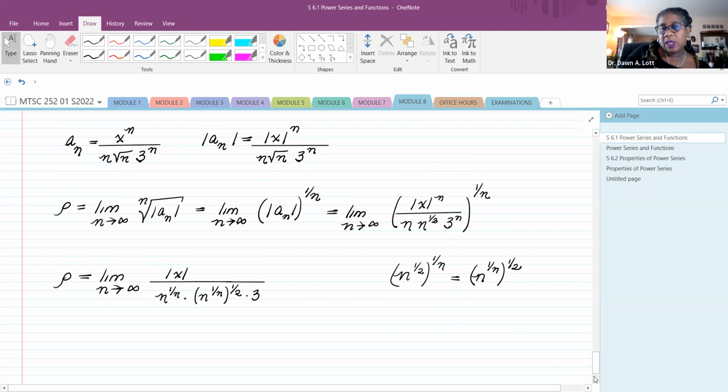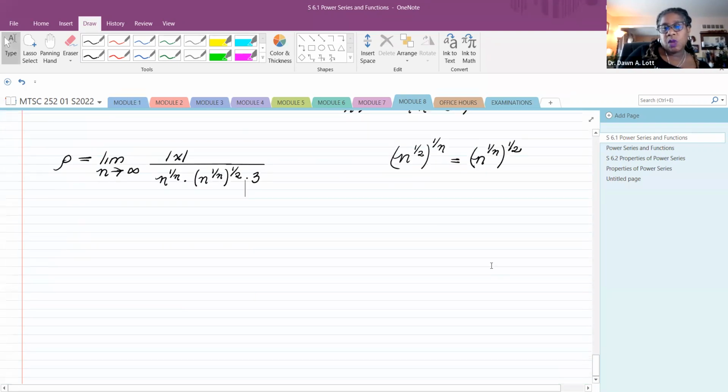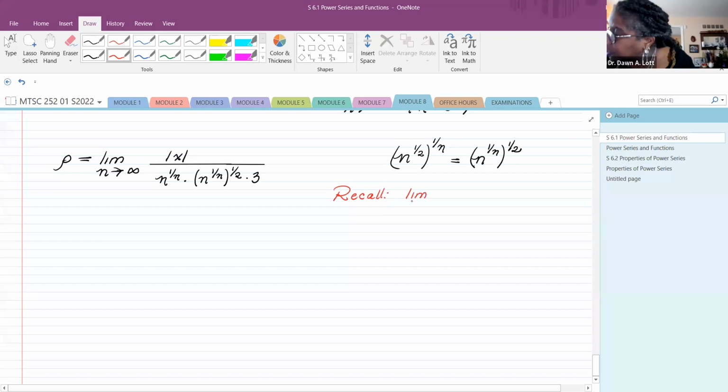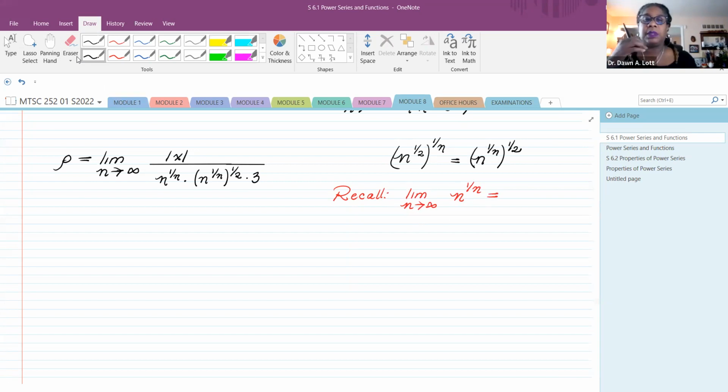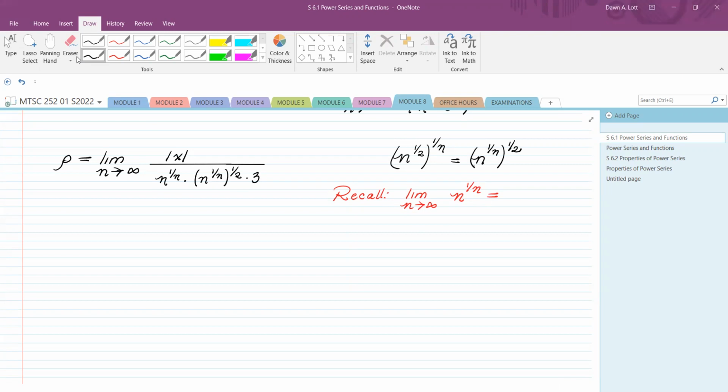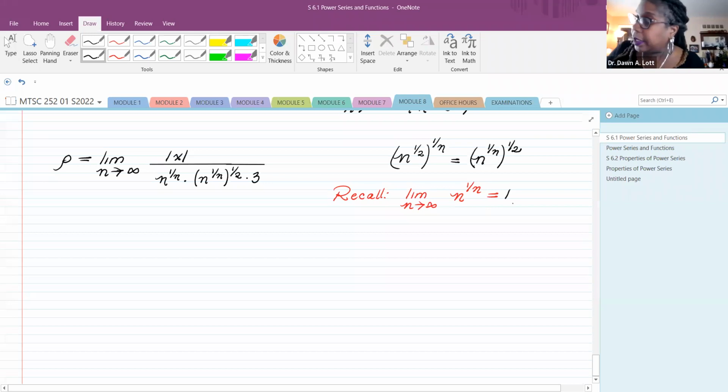Okay, so now there's some cool things that we got to remember. Let's just recall a couple things. The limit as n approaches infinity of n to the 1 over n is equal to what? That was one of the special limits of sequences that I told you you had to remember. The nth root of n, the limit is what? Would that be 1? It is 1.